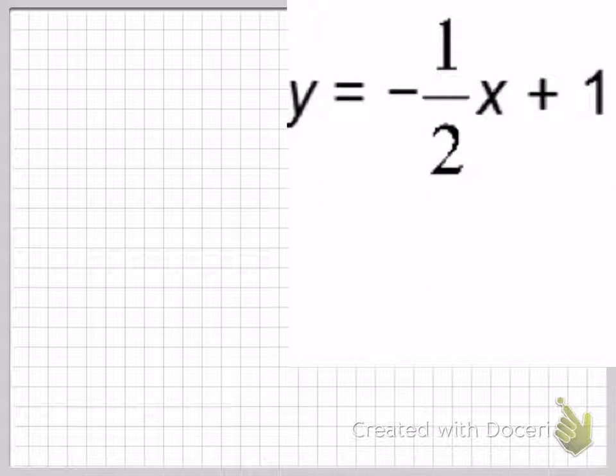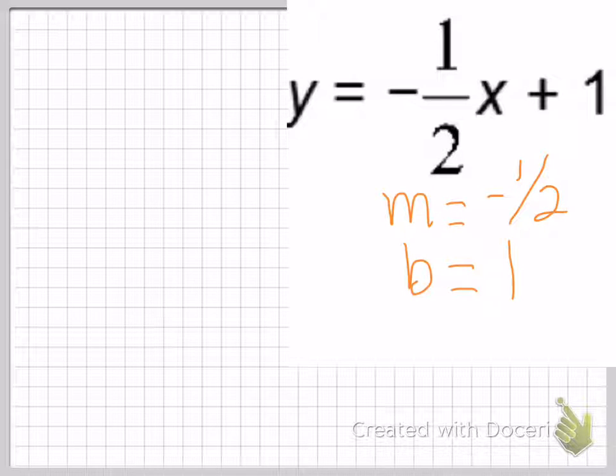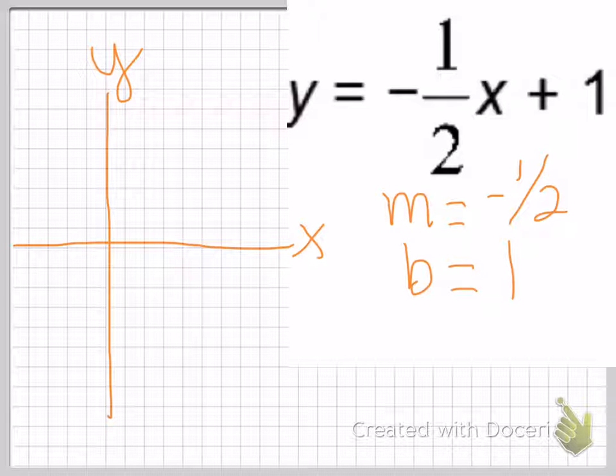And the last one, y equals negative 1/2 x plus 1. So my slope is negative 1/2, and my y-intercept is 1. So I'm going to draw my x and y axis. So b equals 1. So on the y-intercept, I'm going to start at positive 1. My slope is negative 1/2. So that means go down 1, right 2. Or I can go up 1, left 2. I'm still going to be on the same line.